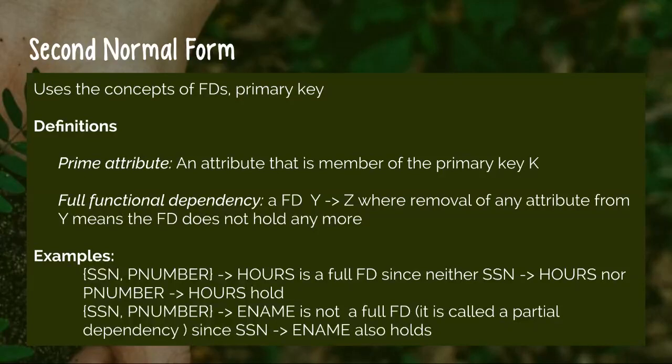A functional dependency X determines Y is a partial dependency if some attribute A which belongs to X can be removed from X and the dependency still holds. Then we say that X determines Y is a partial dependency, not a full dependency. So in second normal form, all the non-prime attributes A in relation R are fully functionally dependent on the primary key of R.